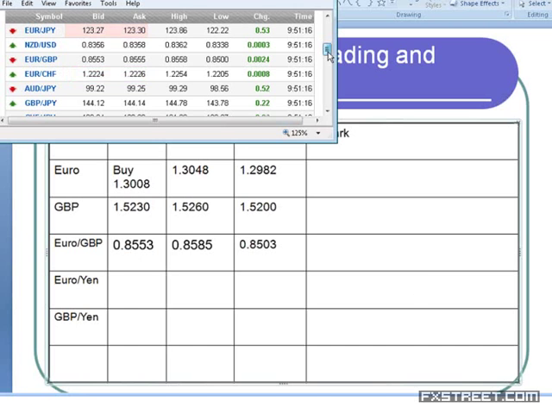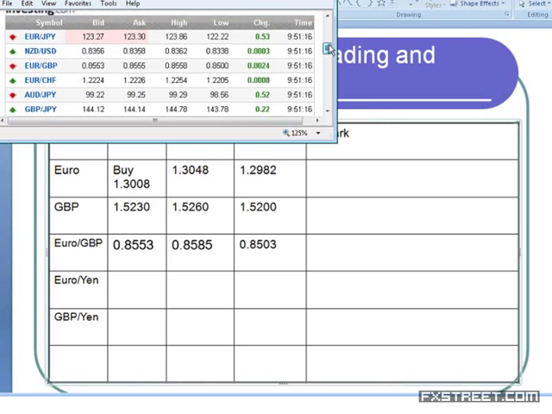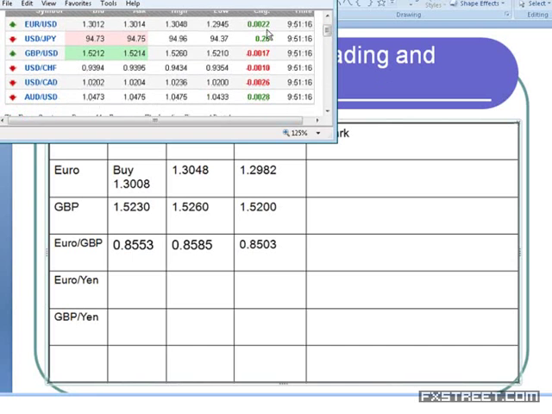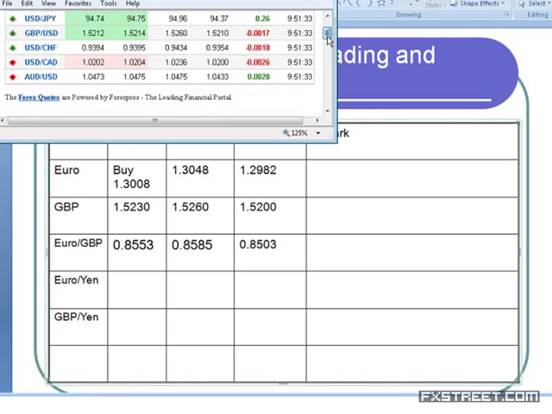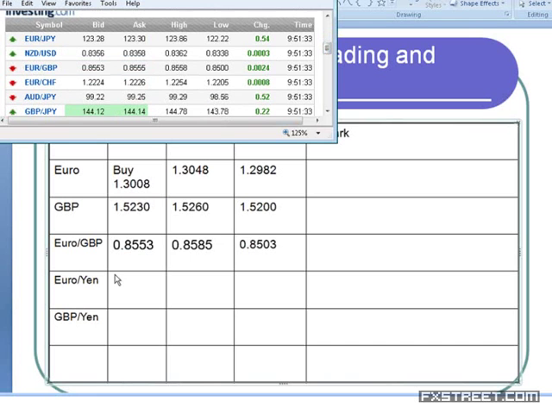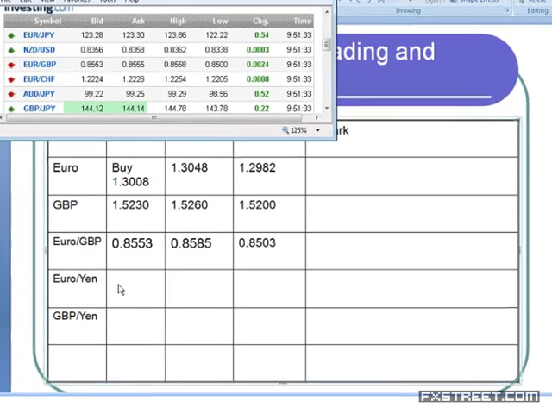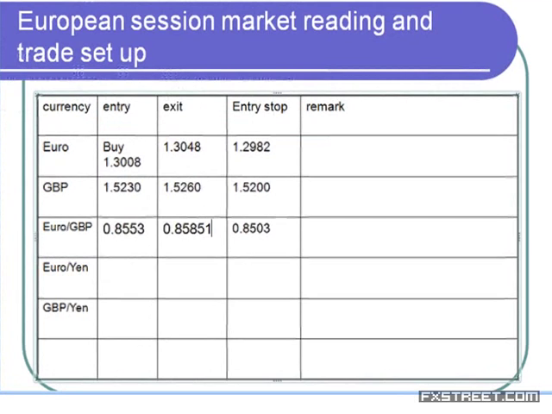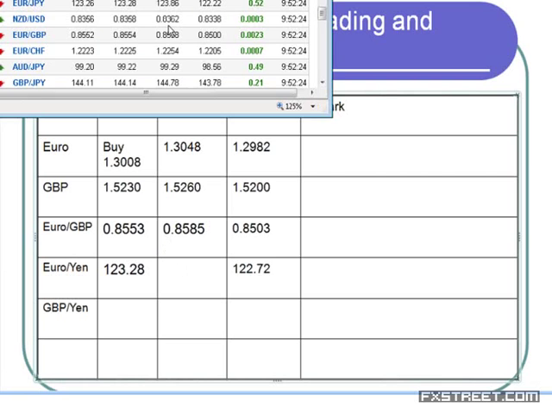In the case of yen crosses, currently you find that euro yen, as you see that euro is gaining the level with 22 pips positive net change, and USD yen is also gaining the levels with 26 pips positive net change, and so we'll try to take a buy in the case of euro yen at 123.28 with an entry stop of 50 pips, then exit near that of the high, 123.86.